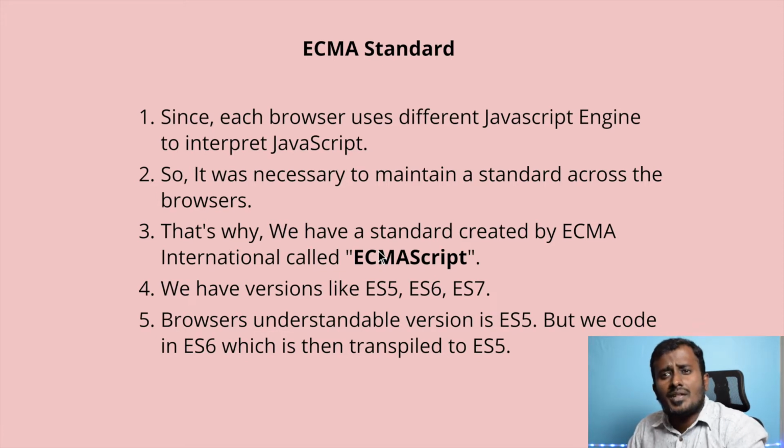So we have several versions of JavaScript like ES5, ES6, ES7, and ES5 is a browser understandable version, and we'll be coding in ES6 and ES7. That will be transpiled to ES5 using a tool called Babel. We'll know about Babel in later videos, but for now just understand that JavaScript has several versions like ES5 to ES8, and we'll be coding in ES6 and ES7, but that will be transpiled to ES5.